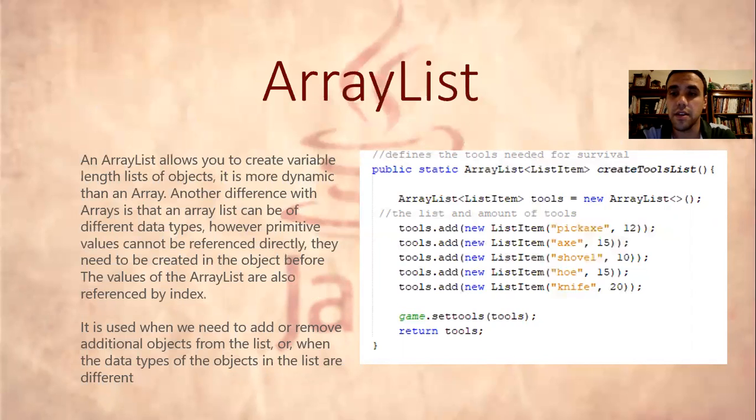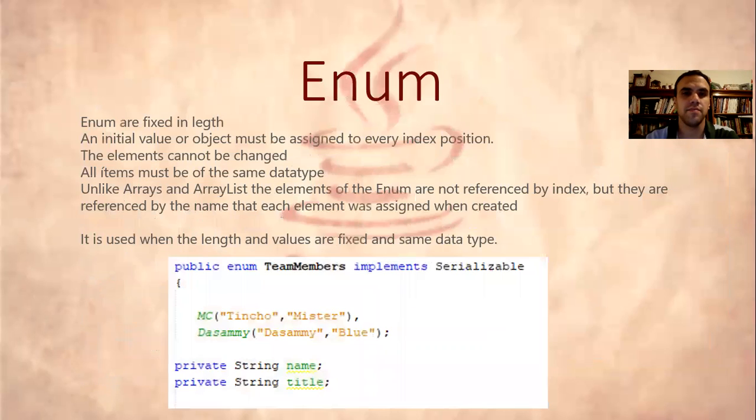the index. So here, for example, I have an example of an array list, which is called create tool list. And as you can see, I'm adding new items to that list, and each addition is creating a new item on the list. So it's getting the length bigger each time I add a new item.